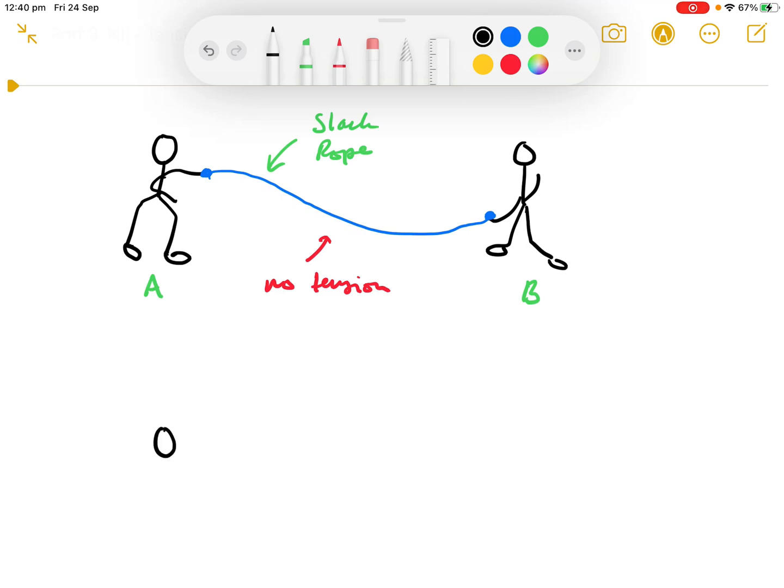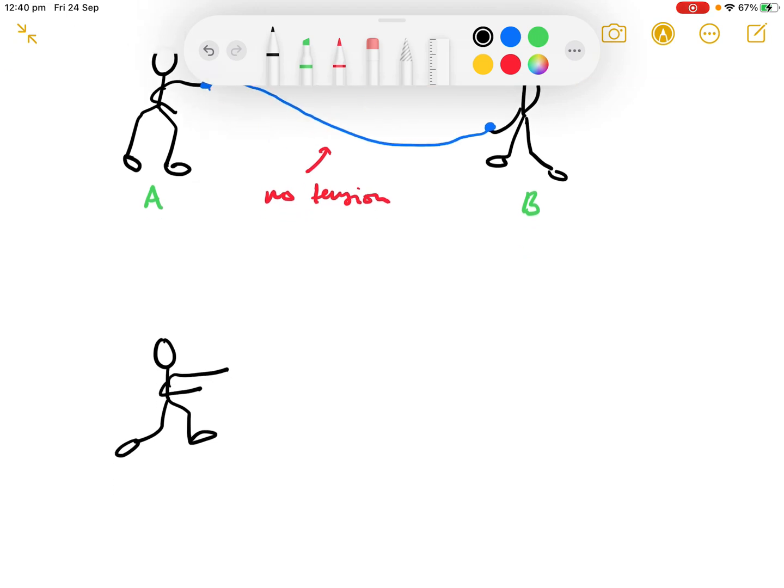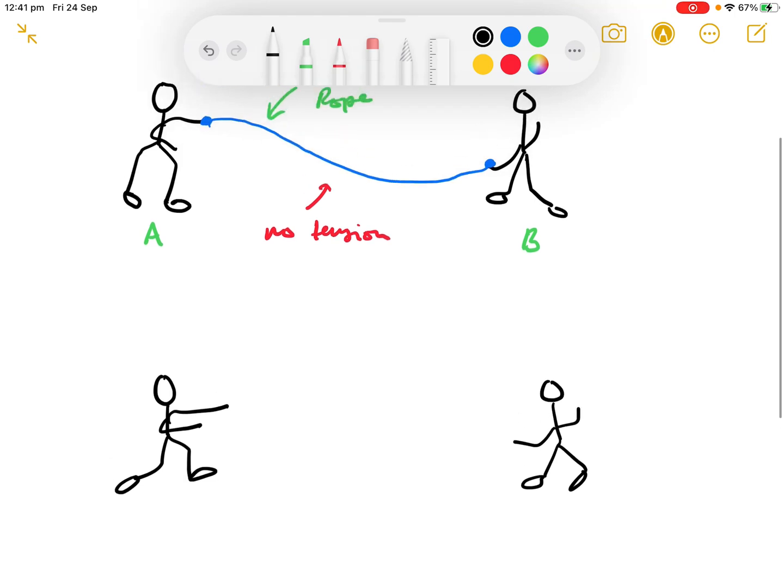Right. Now consider the same situation, but this time we're going to pull on the rope in such a way that it becomes stretched and taut, T-A-U-T.